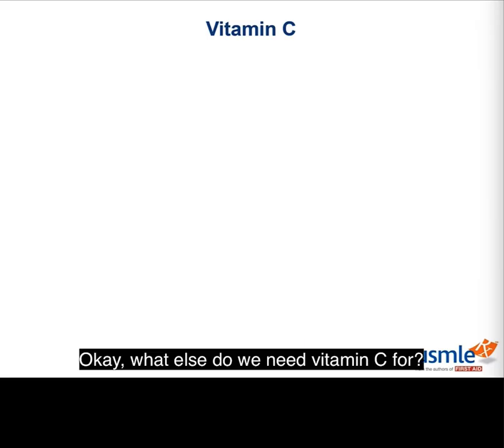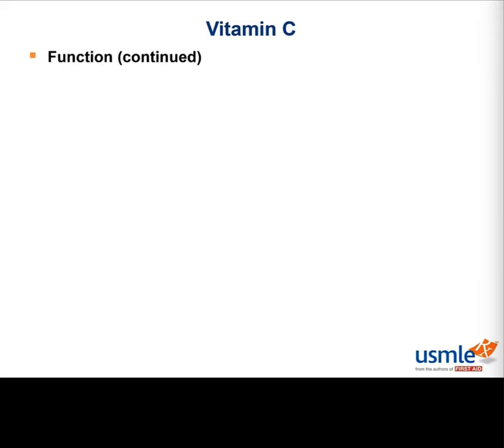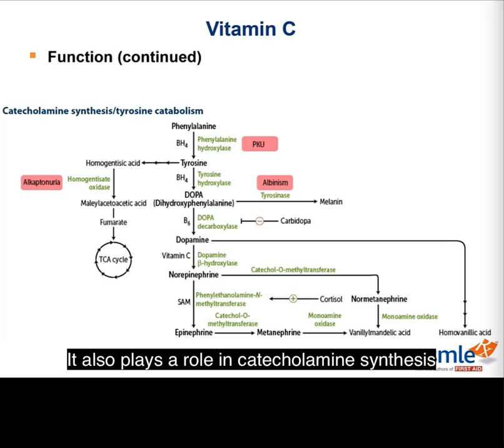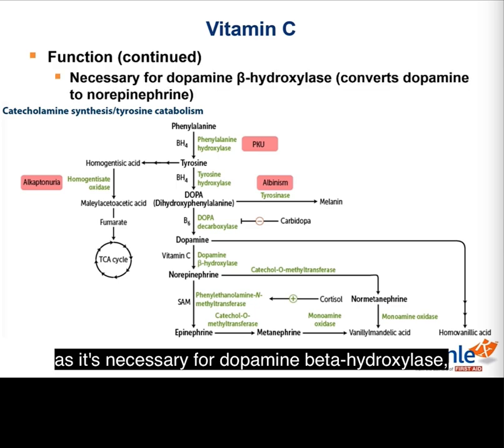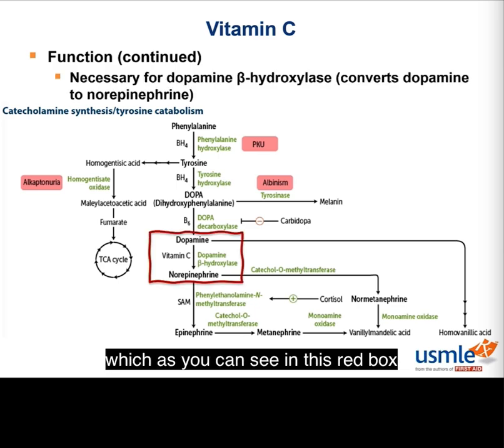Okay, what else do we need vitamin C for? It also plays a role in catecholamine synthesis, as it's necessary for dopamine beta hydroxylase, which, as you can see in this red box, converts dopamine to norepinephrine.